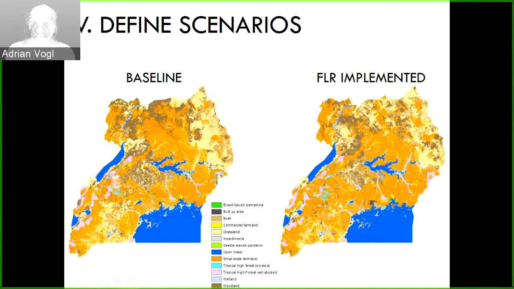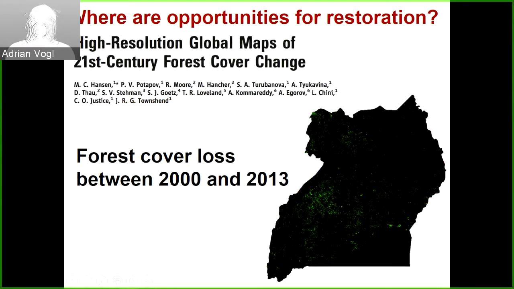And in Uganda, we looked at the restoration of forests based on the data from Hansen et al. study on high-resolution global maps of forest change. So places where forest has been lost between 2000 and 2013 were treated as areas where restoration was possible. So we looked at a scenario where what happens if all that area is restored.